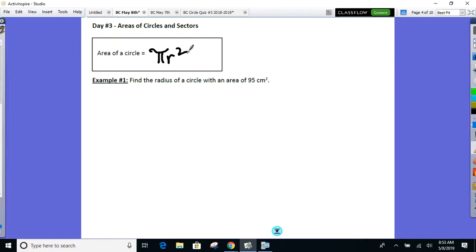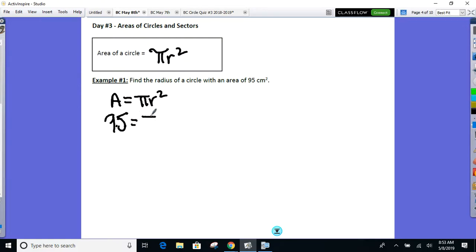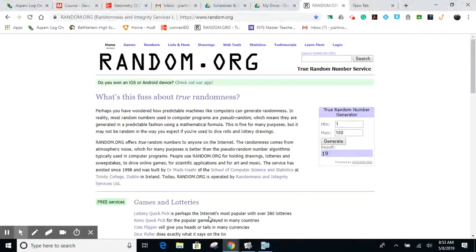Area is 95 square centimeters. What must have been the radius? All right, so we have A equals pi r squared. Area I told you was 95. We can plug that in. Now I'm interested to see what's your next move to get r by itself.